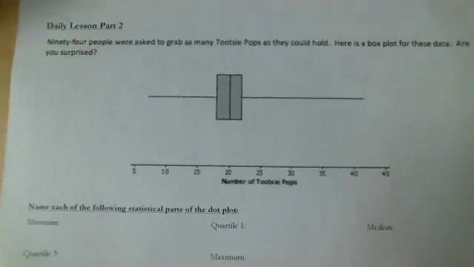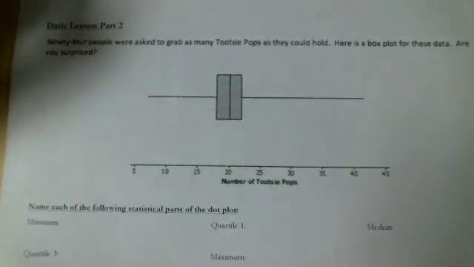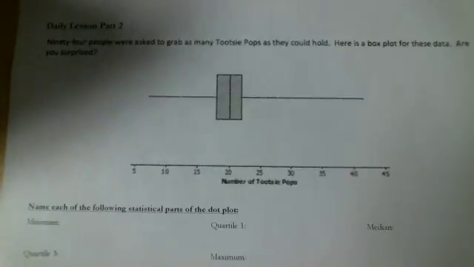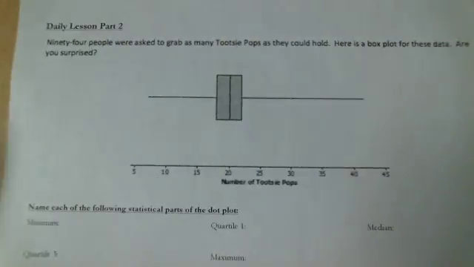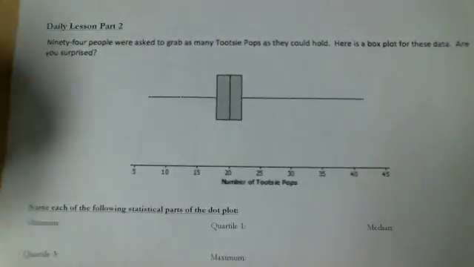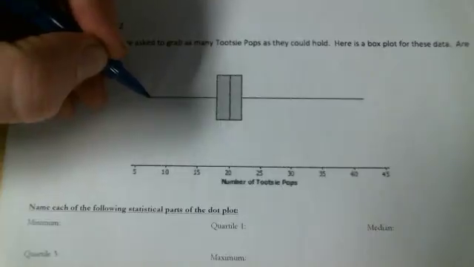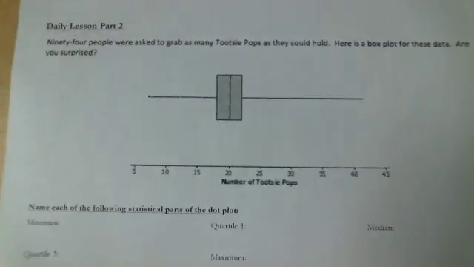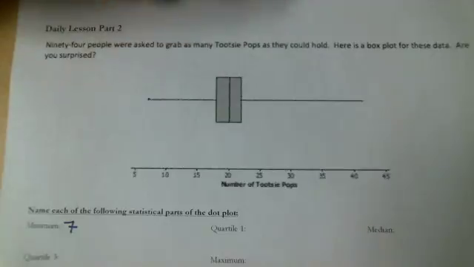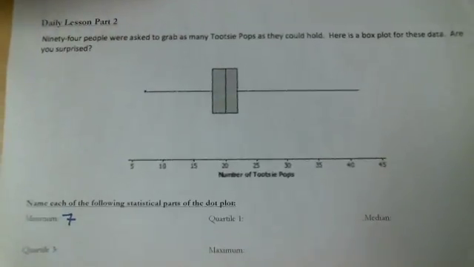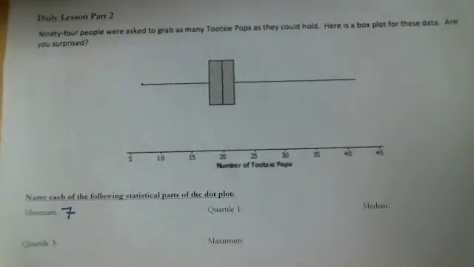All right, here is the second part of the daily lesson today. Still working with those box plots and still thinking about analyzing them more than really creating them today. So here, this one's already created, and it wants us to name the following statistical parts of the dot plot. It looks like we have down here a very, very small value, probably around 7 or so, so that is our minimum of 7. Again, this box plot is showing the amount of Tootsie Pops that someone can hold in one hand.